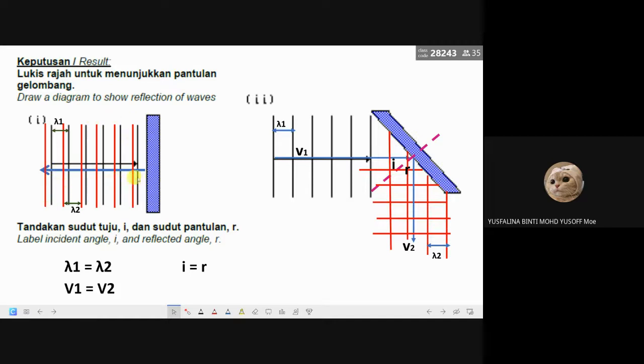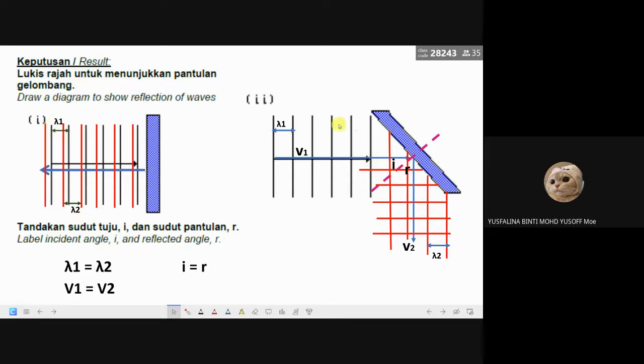After it hit the barrier, or the reflector here, it will reflect back, right? You can see here the wavelength. Lambda 1 is the wavelength before it is reflected, and lambda 2 is the wavelength after being reflected. So you can see lambda 1 and lambda 2 are the same. The red one is the reflected wave.